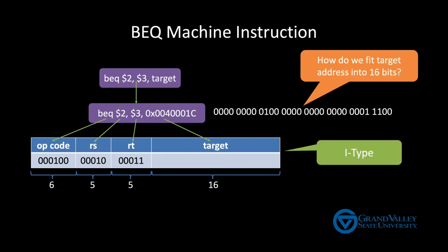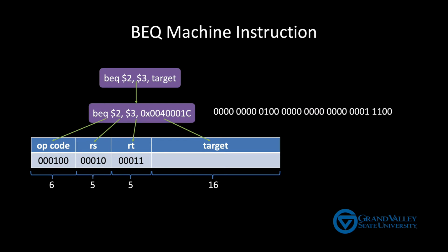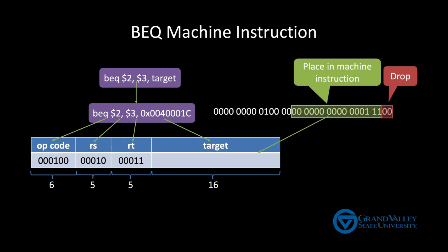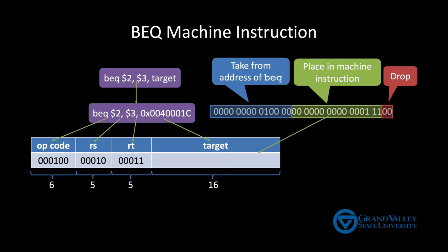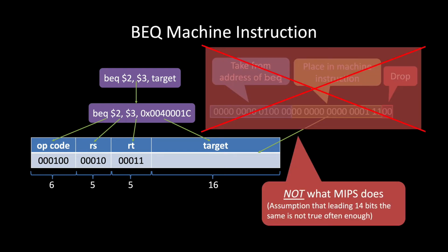So how do we fit the 32-bit target address into the 16-bit space we have available for it? One idea is to try a similar approach to what we did with the jump instruction. That would mean dropping the 2 lowest bits, because they're always 0, placing the next 16 bits in the machine instruction, then assuming that the target address's most significant bits are identical to those in the branch instruction. This isn't a terrible idea, but it's not what MIPS does. It's possible to make it work, but there is a situation where it would get a little ugly. Let me explain.